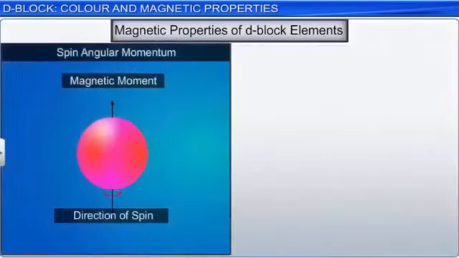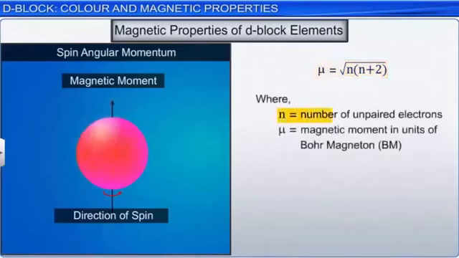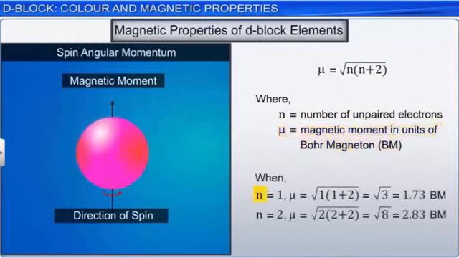Here, n is the number of unpaired electrons and mu is the magnetic moment. When n is equal to 1, the magnetic moment is equal to 1.73 Bohr magnetons, and when n is equal to 2, we get 2.83. In case of iron, cobalt and nickel, the unpaired electron spins are much more pronounced. As a result, these elements are much more paramagnetic than the rest of the elements.